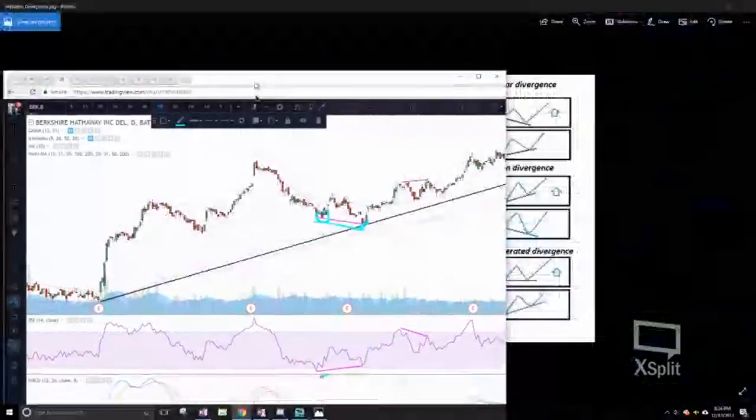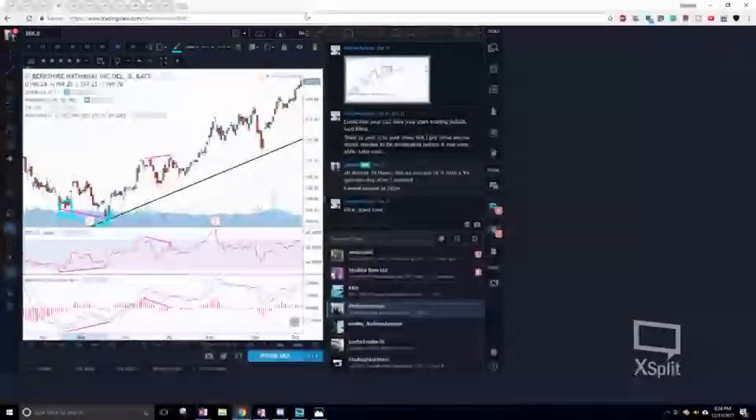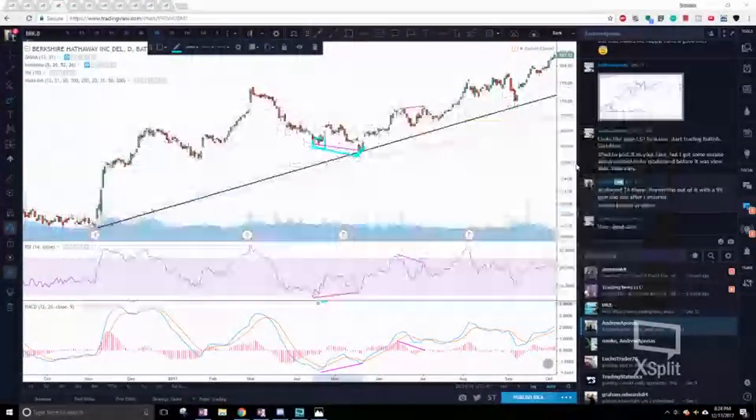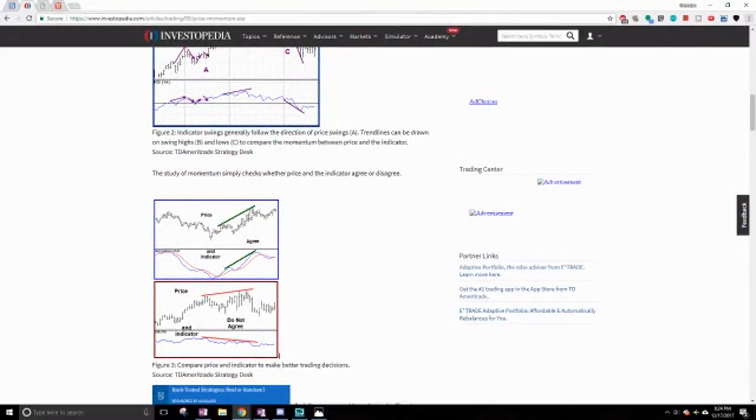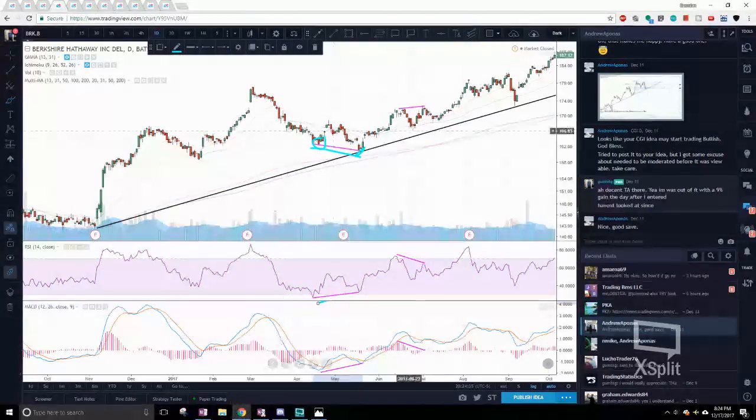We'll go back to just our textbook example here. Our textbook example shows right here, price action going higher, indicator going higher. This would be an agreement. This would not be divergence. However, when the price action goes higher, but the indicators are going lower, this in and of itself would be divergence. Why? Because the price action does not agree with the indicator. The indicator does not agree with the price action. I hope I am understanding your question.